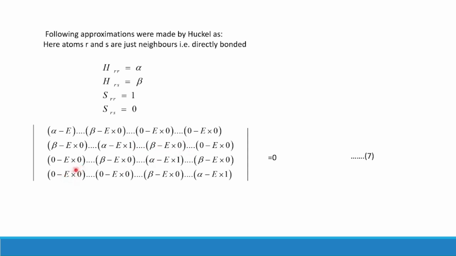Similarly we have seen that H31, H32 are directly bonded, so we have written here beta. And then H33 will be written as alpha, and S33 will be treated as 1, so beta minus E into 0. Similarly, the first one was H41, so it would be 0, 42 it would be 0, 43 is directly bonded, so it would be written as beta, and alpha minus E for H44 and S44, so it would be written as 1.